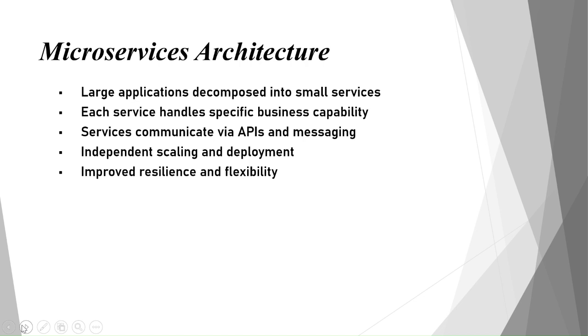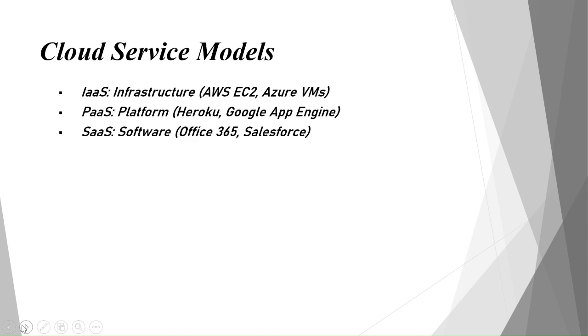Now, let us talk about the cloud service models. First is infrastructure as a service. You get virtual machines, storage, networking, for example AWS EC2. Second is platform as a service. You only focus on building the app. The platform does the rest. Example, Heroku. Third is software as a service. Ready-made software you can directly use. Example, Google Docs. These models make development cheaper and faster.